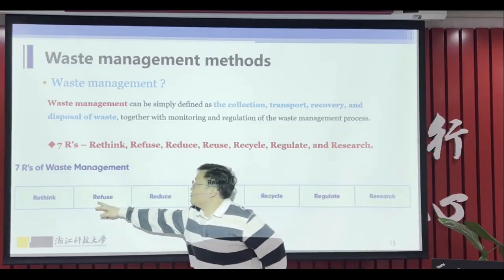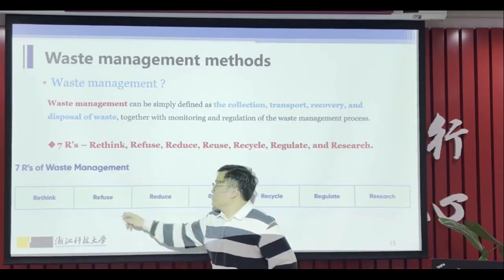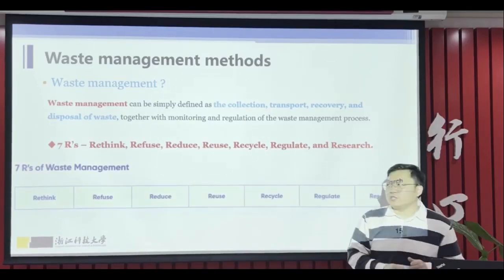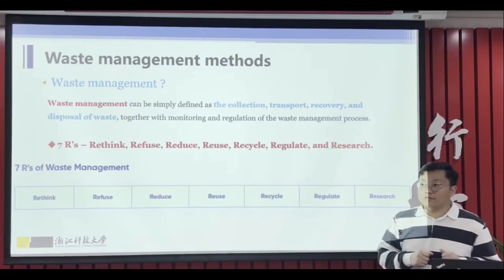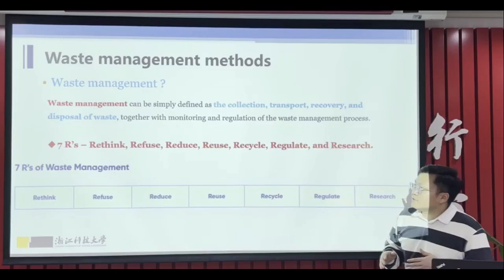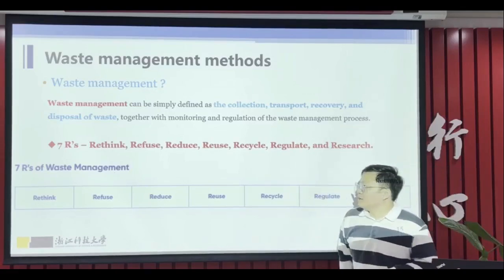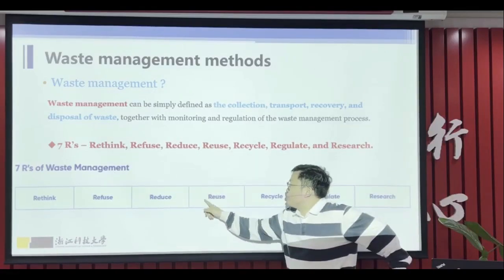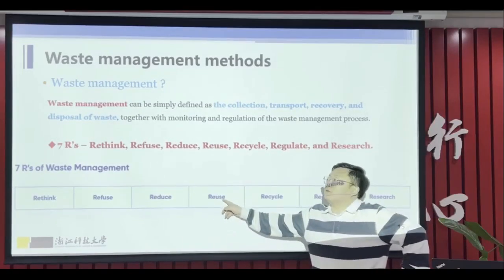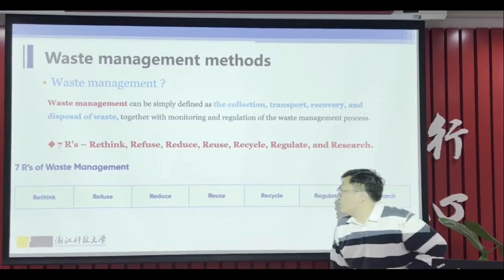The second R is refuse, not reduce. Refuse means we should refuse the generation of municipal solid waste in our daily life. For example, we should keep the things that can be reused. And the fourth one is reuse. The reuse of the items can decrease the municipal solid waste generation amount.